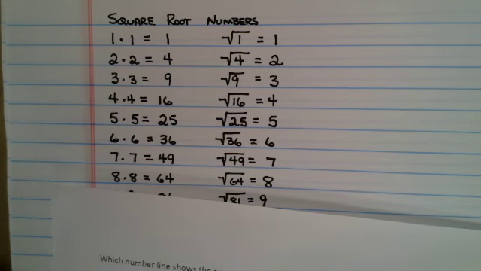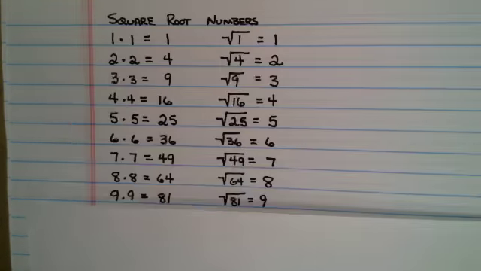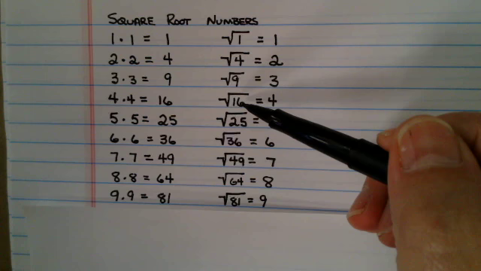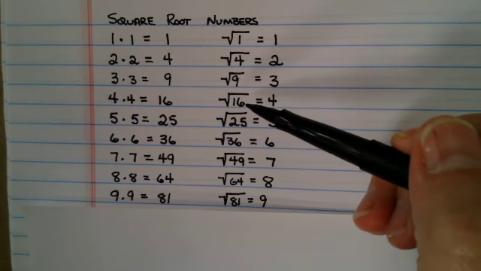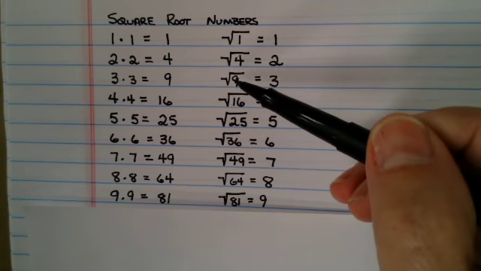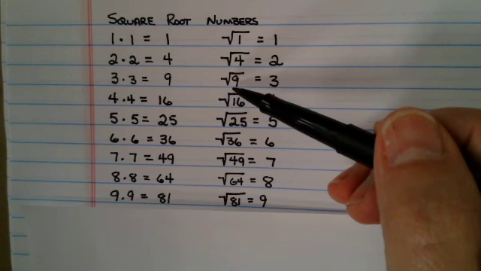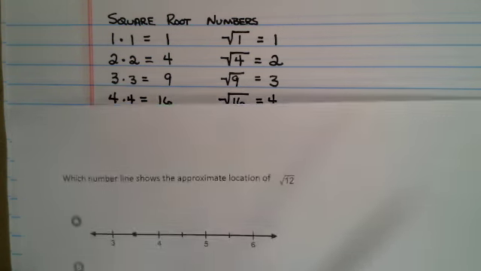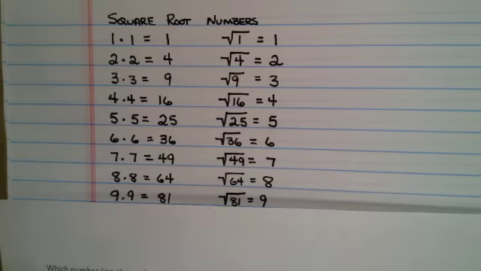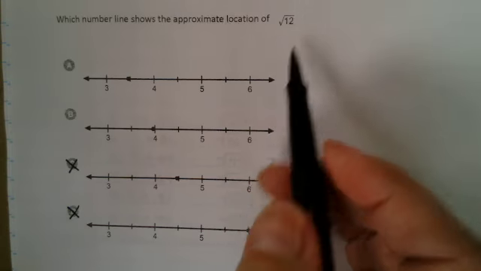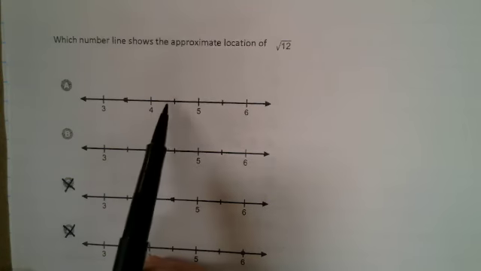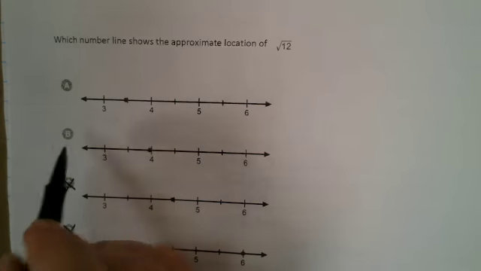According to this, is 12 closer to 16? Is that really close to 16? What square root number do you think would be close to the square root of 16? Probably the square root of 15. What would be close to the square root of 9? Square root of 10. So I would assume that this one would probably be the square root of 15, since it's really close to 4. The square root of 12 is almost right in between these two. And which one is right in between the 3 and the 4? That would be this one right here.